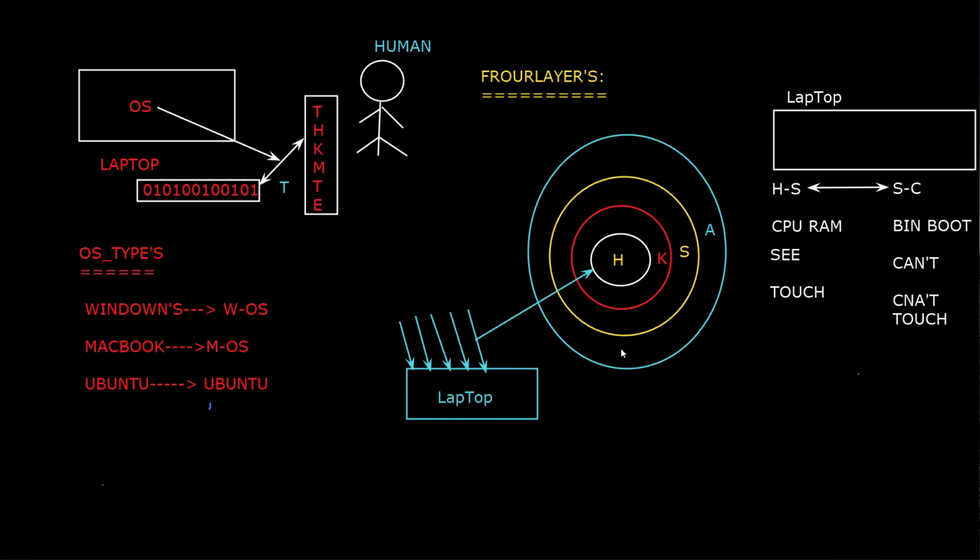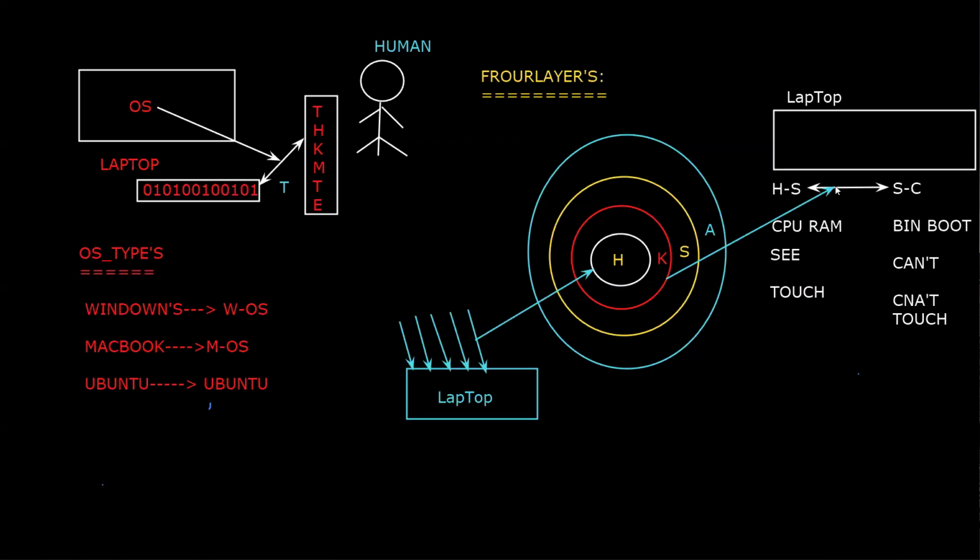Next, after hardware, what are we having? We are having the kernel. Now, what exactly is the meaning of kernel? Kernel provides the interface between hardware components as well as the software components that are present in your OS. I mean to say, the laptop.